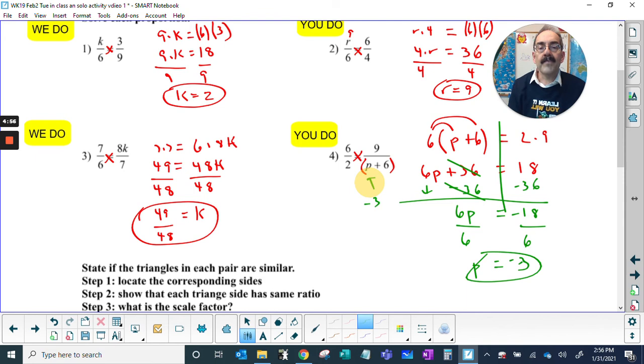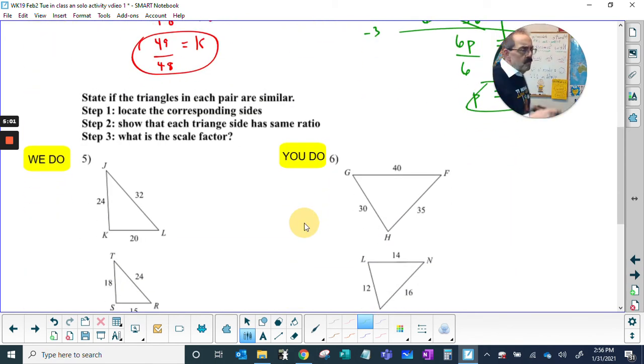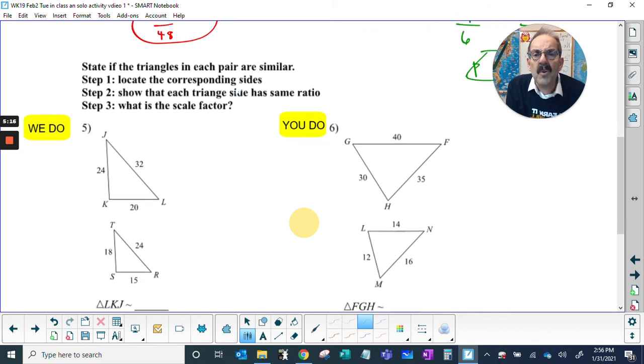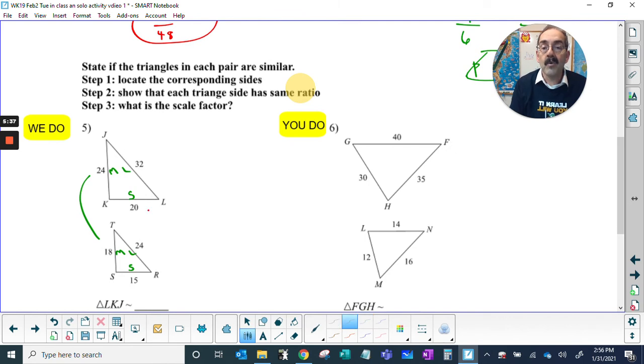The reason we're doing this is because we want to be able to find places on the planet and draw them. So we have something in miles, but we need it in inches. Scale factor. We've got to scale it down. The first thing is locate the corresponding sides: short, short, medium, medium, long, long. Now, show that the triangle has the same ratio. We're going to divide that to that, that to that, and that to that.